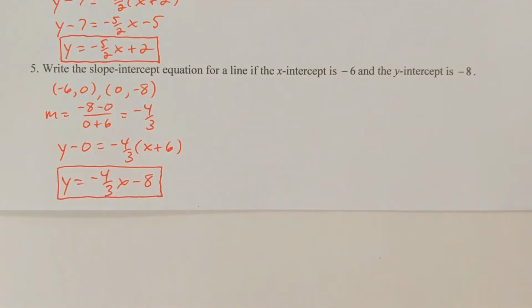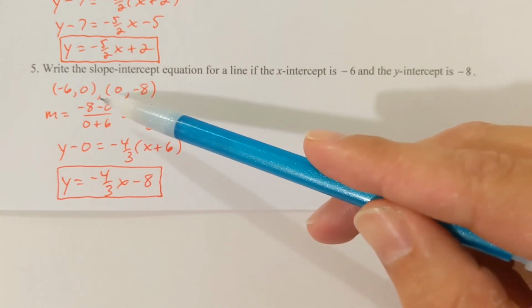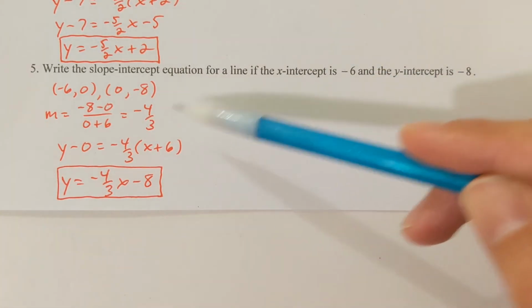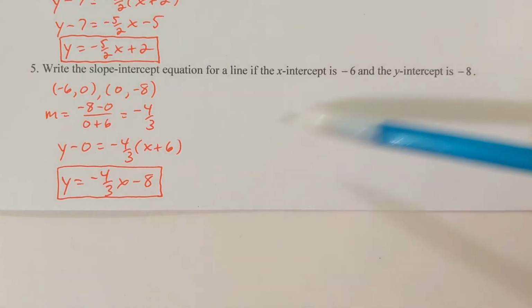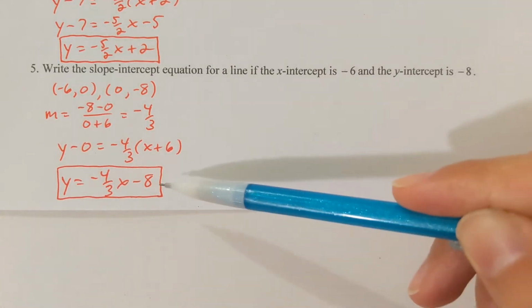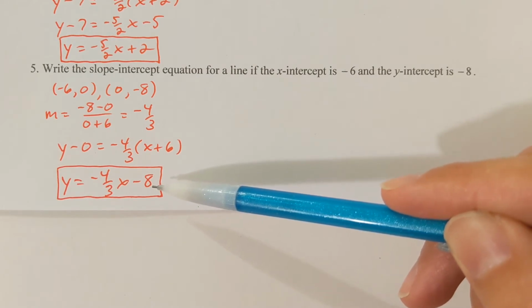Okay, the slope, change in y over change in x, negative 8 minus 0 divided by 0 minus negative 6 gives me negative 4/3. So then, actually I can go right to the answer if I want. The y-intercept is negative 8. So y is equal to negative 4/3 x minus 8 would be the answer.